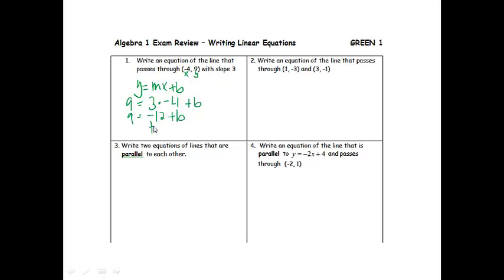To get rid of -12, we'll do plus 12 to both sides, and we'll get b = 21. So I'm going to have y = 3x + 21.